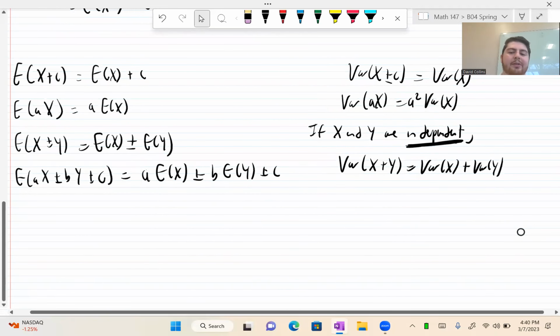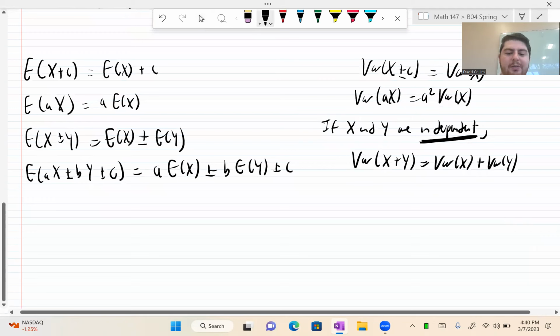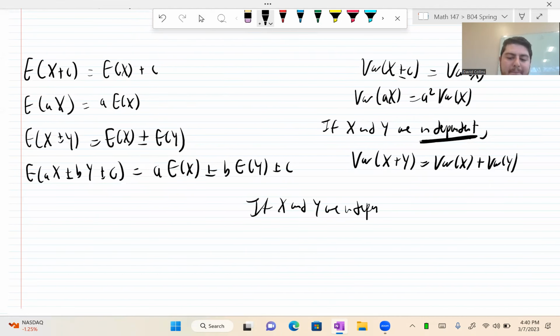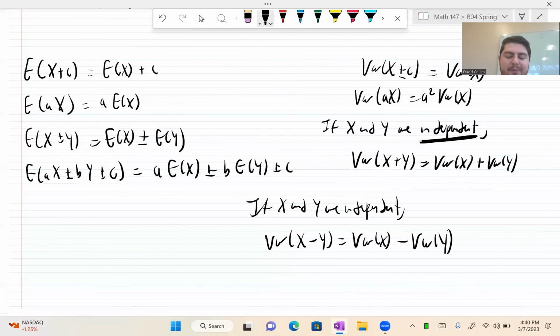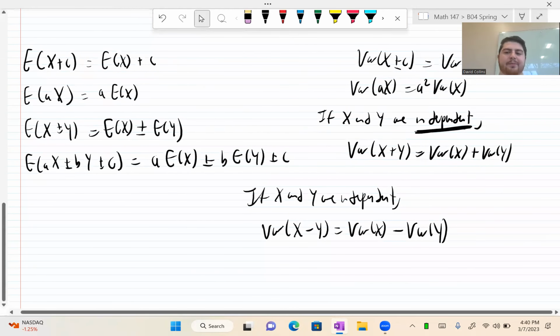First question I'm going to ask you guys, you will 100% see this on your test or final: if X and Y are independent, is the variance of X minus Y the variance of X minus the variance of Y? Before someone answers me, look at the rules above on the right before you just say yes or no.